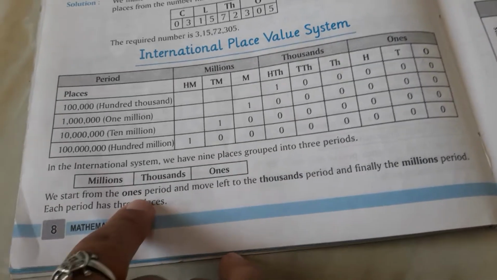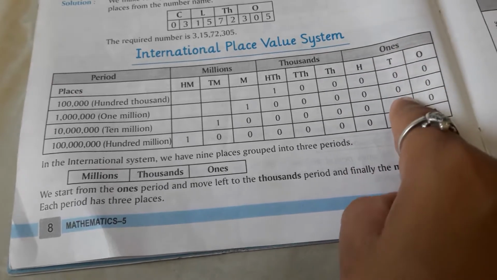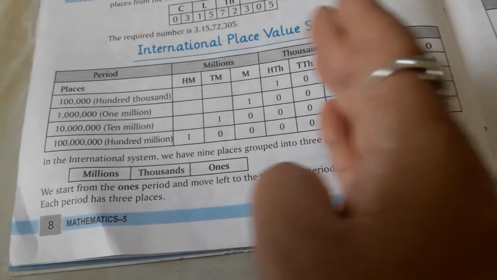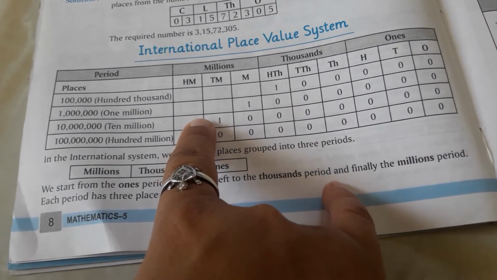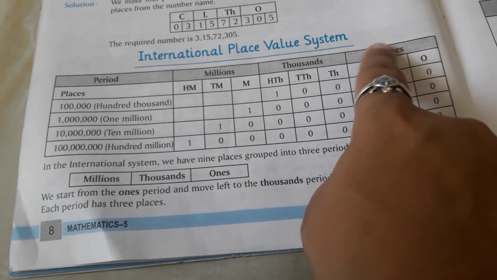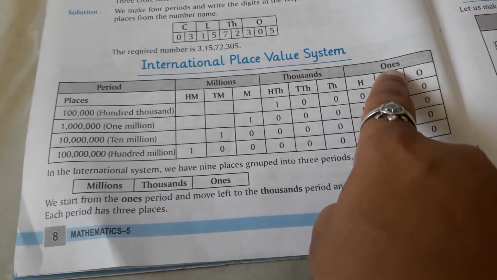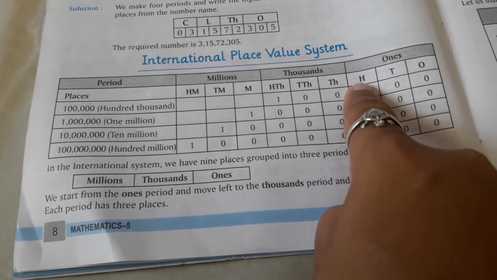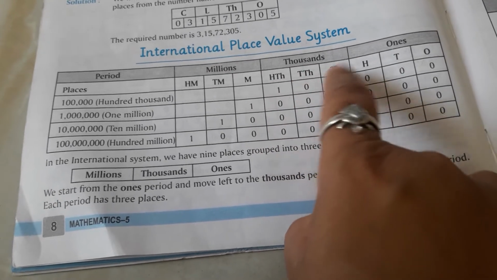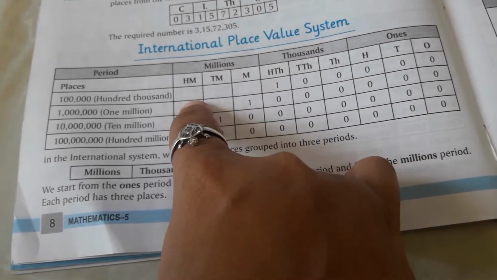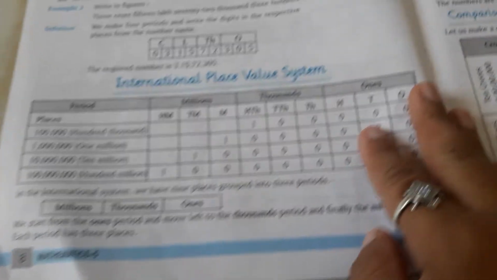We start from ones, that means we are going to start from the back side. This is the ones period, and then we move left to the thousands, and finally the millions period will come. Each of the three periods has three places. In the ones period you have three places: hundreds, tens and ones. In the thousands period also hundred thousand, ten thousand, thousand, and in millions 100 million, 10 million, and millions. So all the periods have three places.